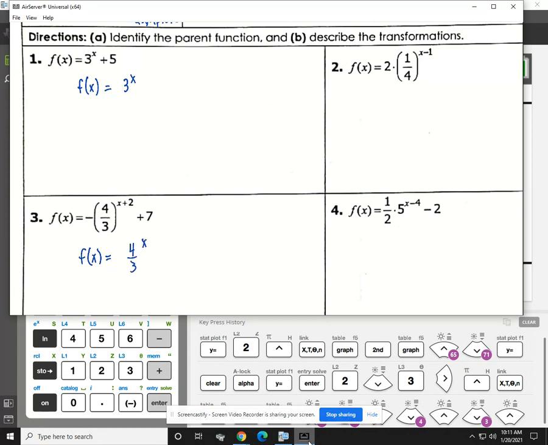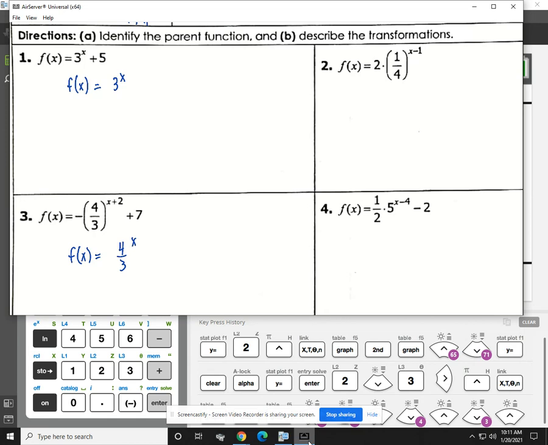4/3 to the x. Over here on number 2, what's just the base of your exponent? Just the base. On number 2. Nuh-uh. 1/4. 1/4 is just the base. On number 4, what is just the base of your exponent? Nuh-uh. That's your a value. 5. These are our parent functions for all 4 of these.